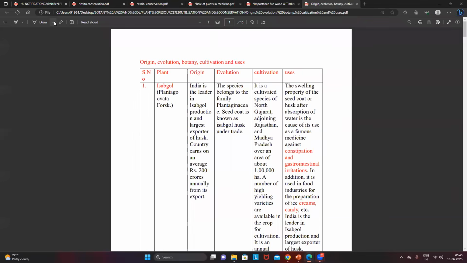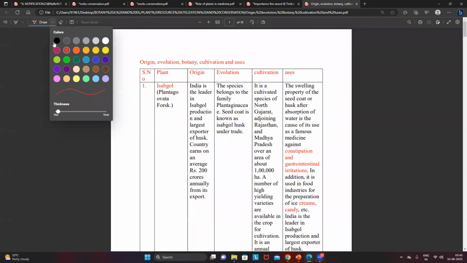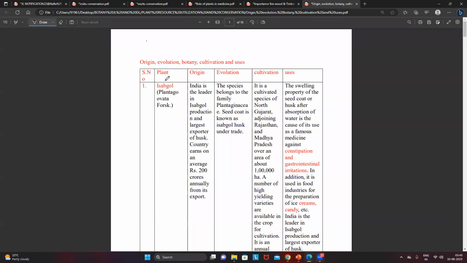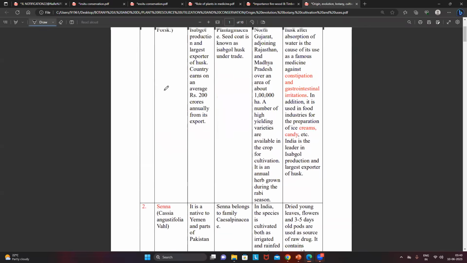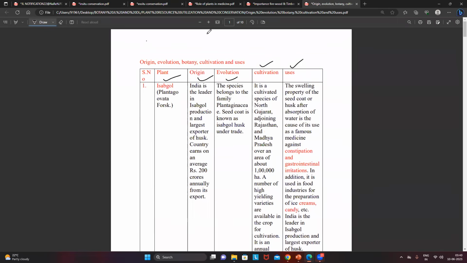Always read in the form of tables. It will save a lot and lot of time. So: name of the plant, from which country, which family, the cultivation method. 99% of what you get in the exam is uses. Simple. So this is based on the questions asked in the APPSC and TSPSC and the most important plants.